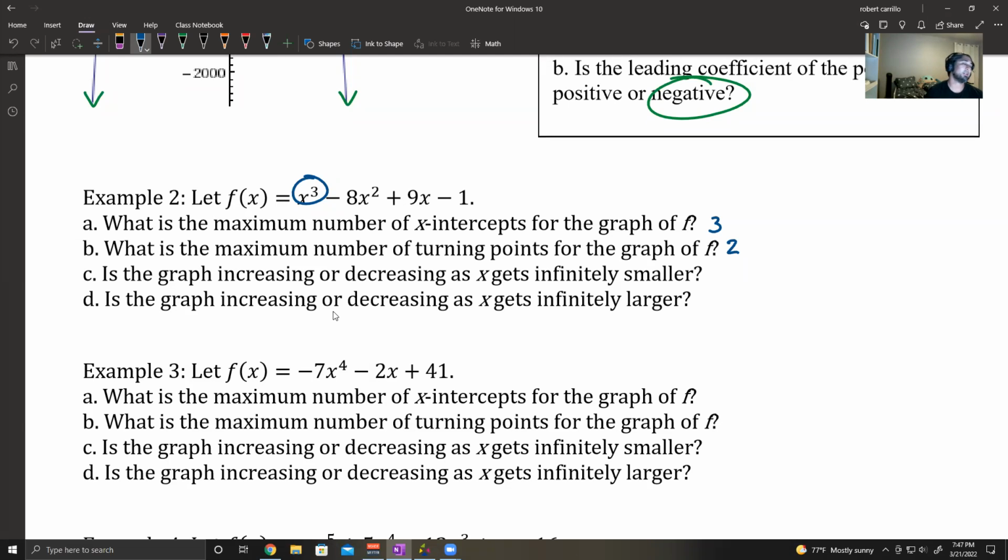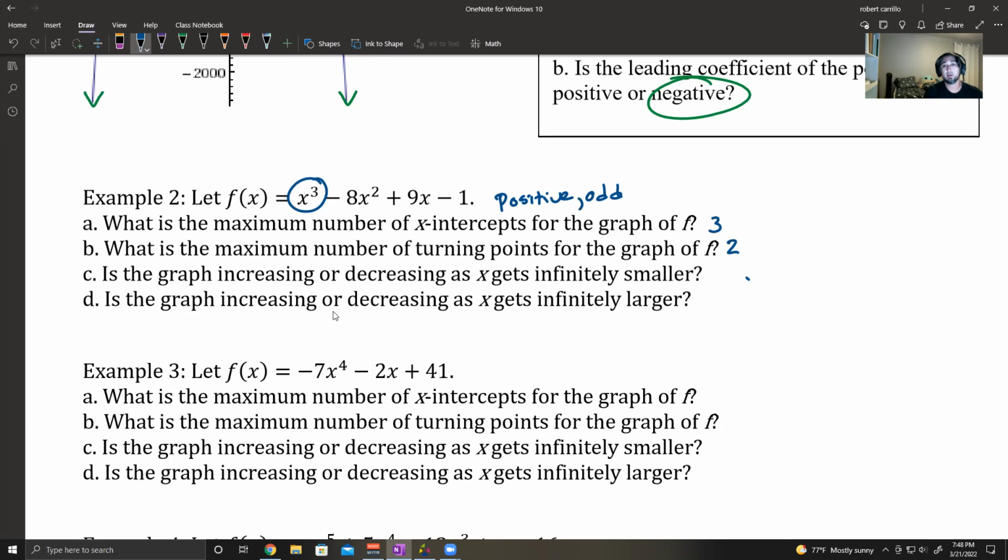Okay. Now, C and D work together. C says, is the graph increasing or decreasing as x gets infinitely smaller? And D says the same thing. Is the graph increasing or decreasing as x gets infinitely larger? So here's where you would reference the end behavior on the first page and figure out what we're working with. So if we look at our function, just looking at the leading term, that is a positive odd degree, right? So it's positive and odd.